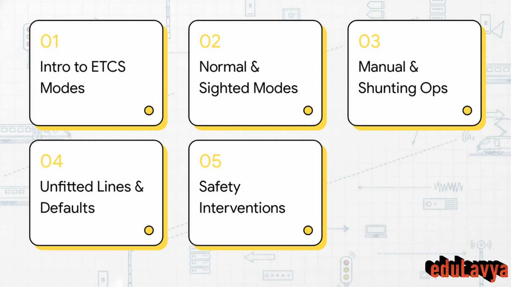So here's our quick agenda for today. First, an intro to ETCS modes. Second, normal and sighted supervision. Third, manual and shunting operations. Fourth, unfitted lines and defaults. And finally, number 5, safety interventions and trips.